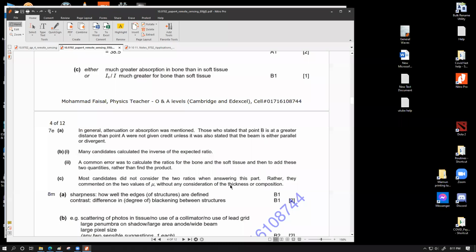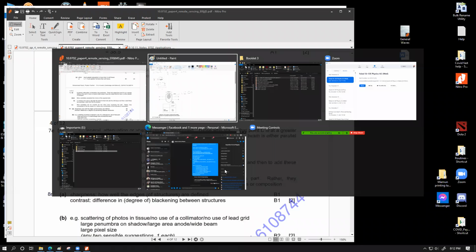So this is important. You need to appreciate that both of these factors, the absorption coefficient and also how thick that material is, provide us a good amount of information.